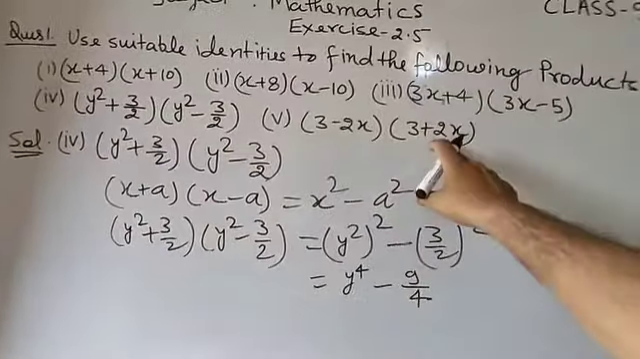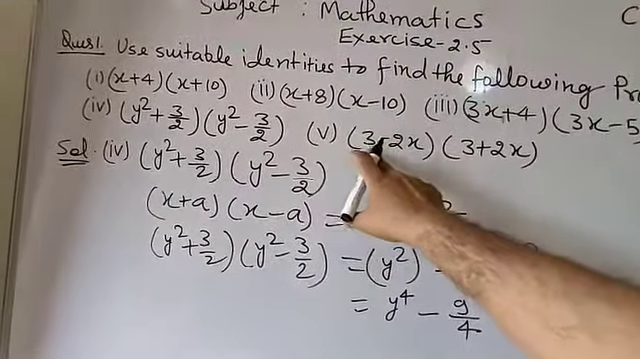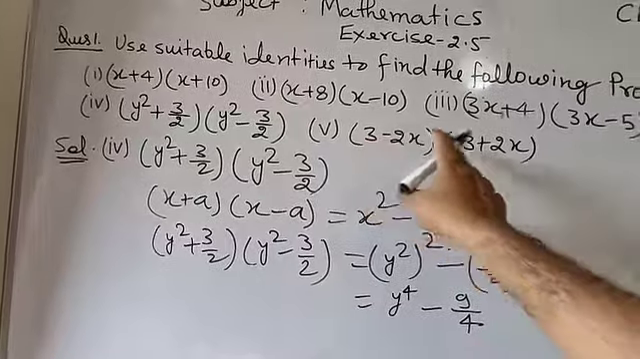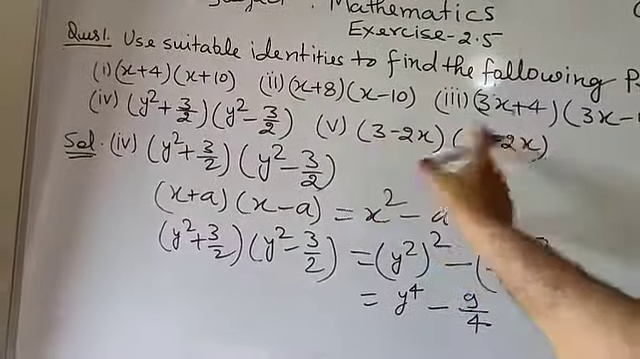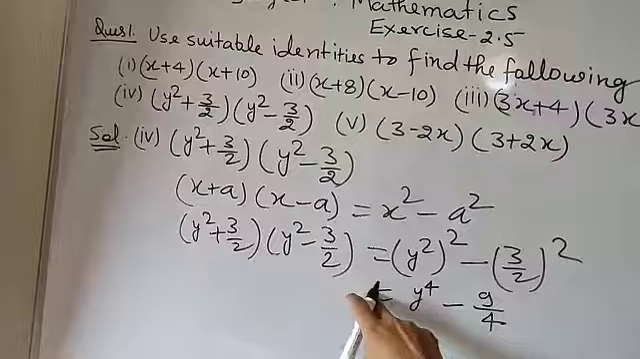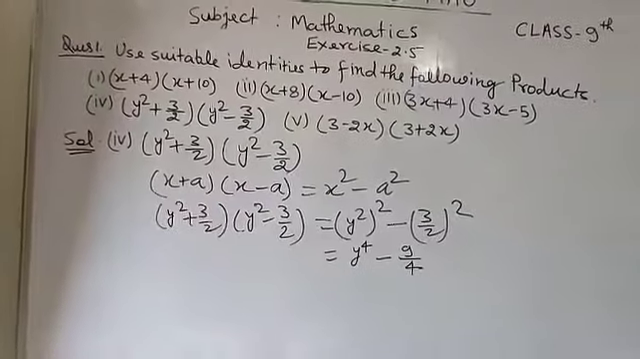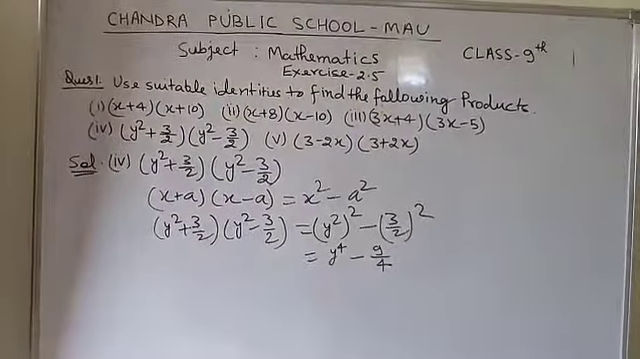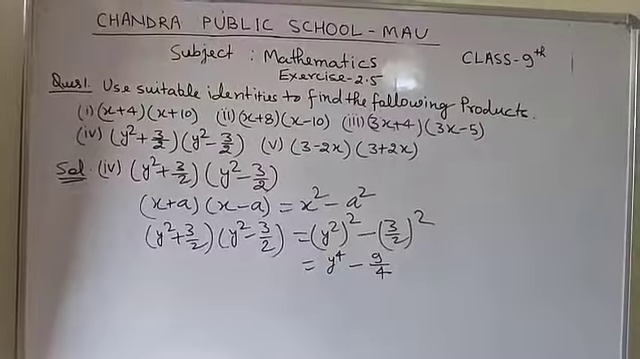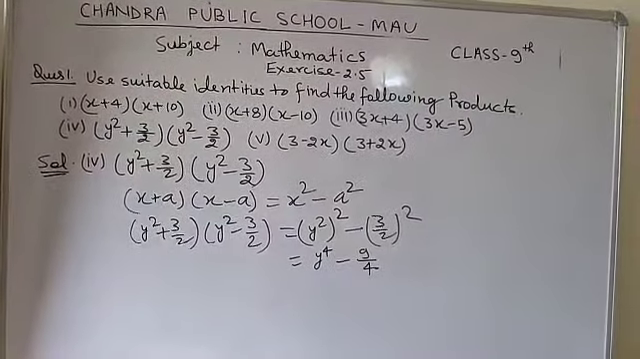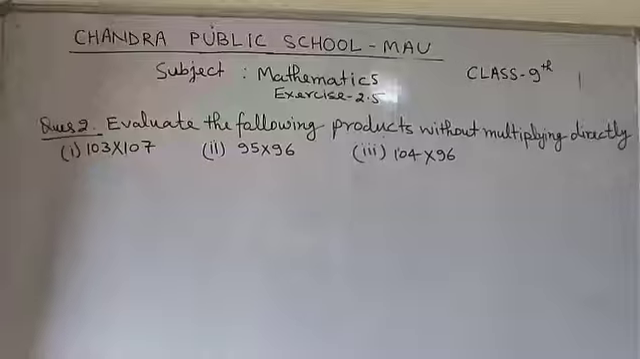Fifth part is similar to the fourth. Here again it is just like a minus b into a plus b, you can say x plus a into x minus a. So you need to solve it similar to the fourth one. The fourth identity will be used here. So students, that is the first question. Whatever the two questions I have left, you need to solve by yourself.